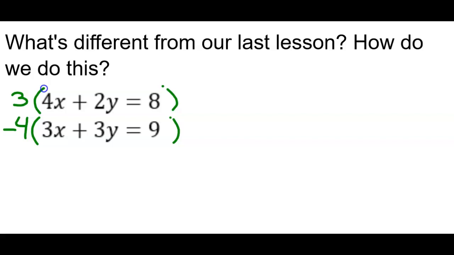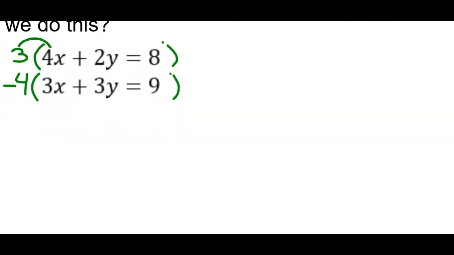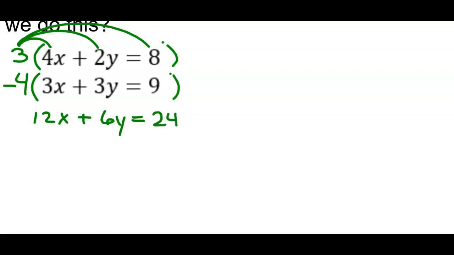You're going to multiply each of these by 3. So this is going to turn into, when I do this, what am I going to get? 12x plus 3 times 2, 6y. 3 times 8 is 24. So all I'm doing is changing that equation by scaling it up by 3. Then for this equation, what would I get?